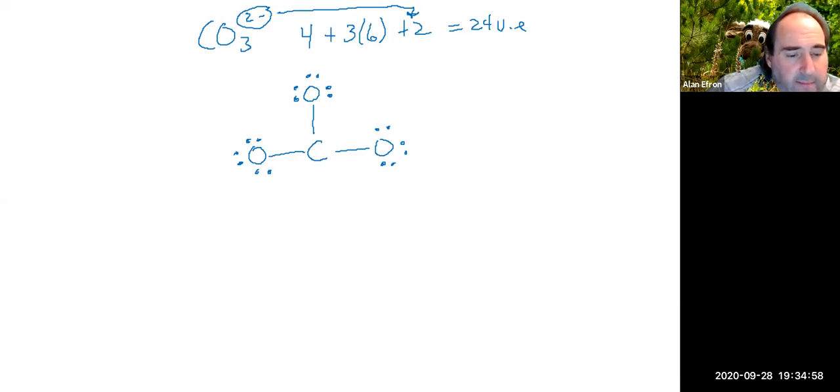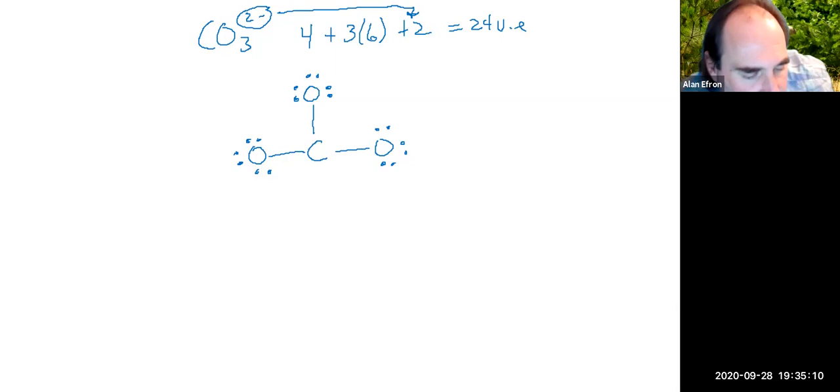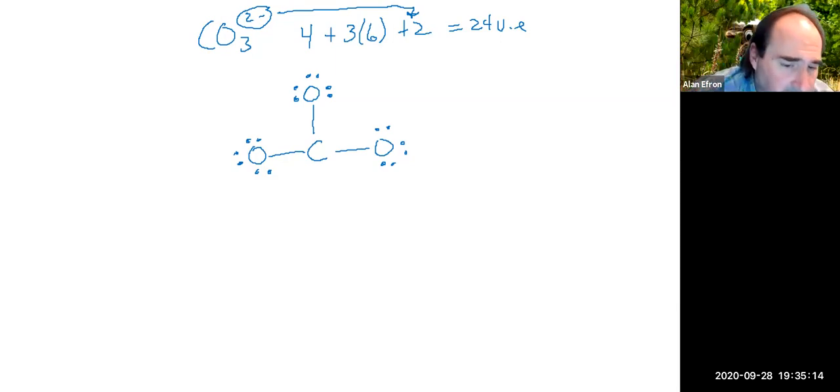Remember that we want to make sure everybody has 8. So the oxygens on the outside, 2, 4, 6, 8, they're all the same. Carbon on the inside has only 2, 4, and 6 electrons. So remember that you do want 8, except for hydrogen that should only have 2, basically 1 bond. So in this case, we do need to make a double bond to try to fix it.